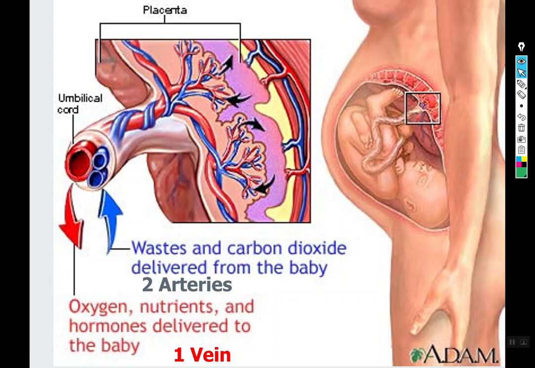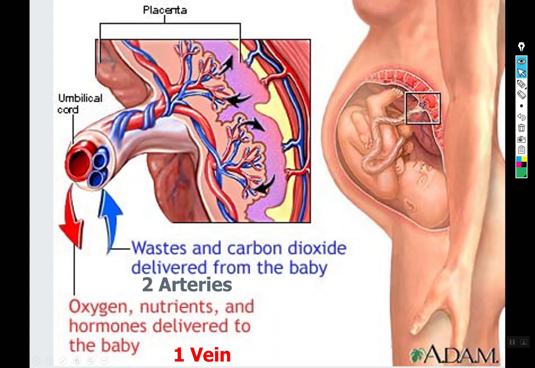So umbilical cord histology looks like a screaming guy. It's very funny. So there are 2 arteries and 1 vein of the umbilical cord. So the arteries are the blue ones. These are carrying wastes and carbon dioxide away from the baby. And there is 1 vein, and that carries oxygen, nutrients, and hormones to the baby.